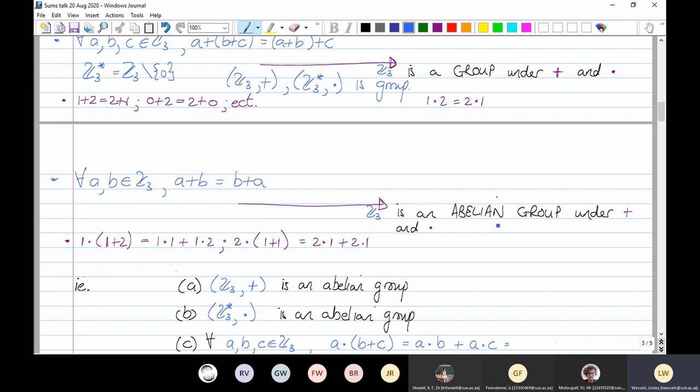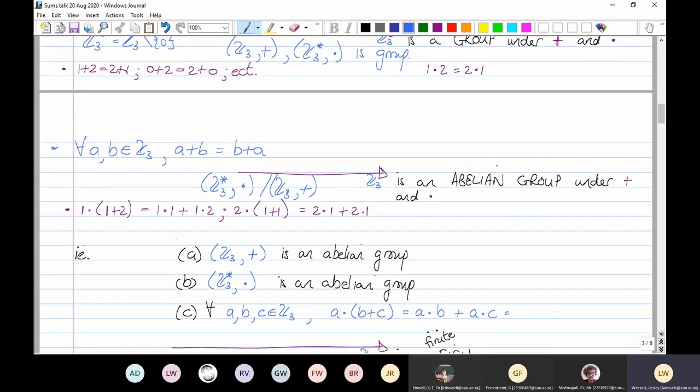We have that Z3 is an abelian group under, I shouldn't write it like this, because with multiplication, Z3 should be without the zero element. And Z3 under addition is then an abelian group. Okay, so now that is what a group is.